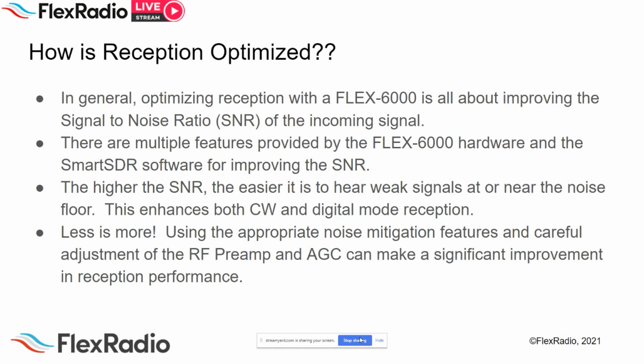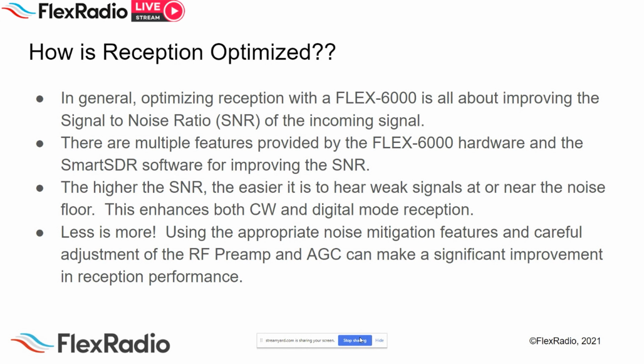The higher the signal to noise ratio, the easier it is to hear weak signals at or near the noise floor. This is very important for people doing weak signal digital modes and CW, DXing, trying to find those signals right there at the noise floor. For phone operation, it is important, but not quite as important, because you only have to hit a certain threshold with voice so that you can make it out over the noise.